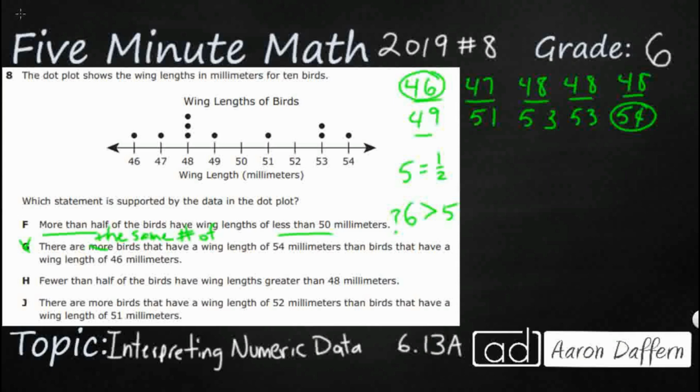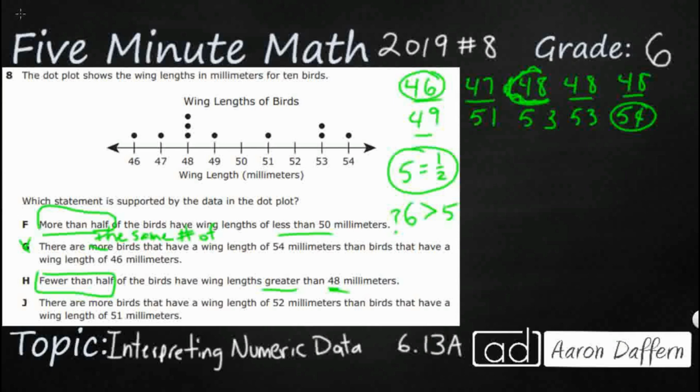H, fewer than half. So we got this more than half, and we got this fewer than half here. Fewer than half of the birds have wing lengths greater than 48. Remember, 5 is half, so it needs to be fewer than 5. It's going to be 4 or less. I can already tell you that's not going to work. Take a look. I'll circle the ones that are greater than 48. We're not going to count 48. It says greater, not greater than or equal to. So let's not count 48.